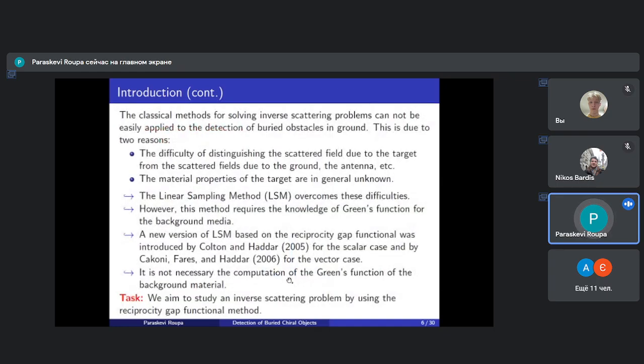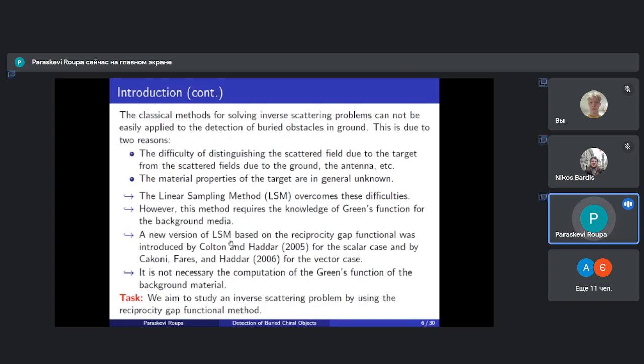There are a lot of methods to solve inverse scattering problems, but the classical methods cannot be easily applied in order to detect buried obstacles in the ground. This is due to the difficulty of distinguishing the scattered field due to the target from the scattered fields due to the ground, the antenna, etc. Another reason is that the material properties of the target are in general unknown. The linear sampling method overcomes these difficulties. However, this method requires the knowledge of the Green's function for the background media.